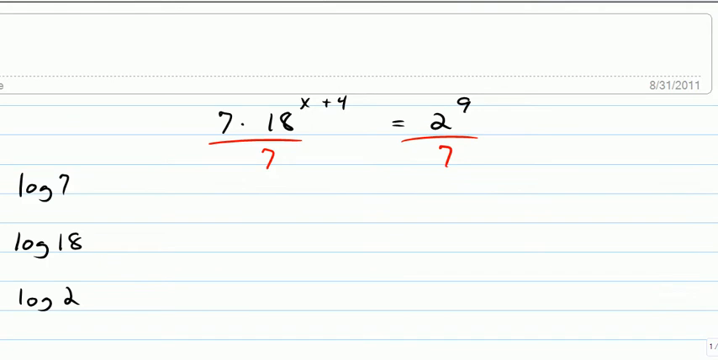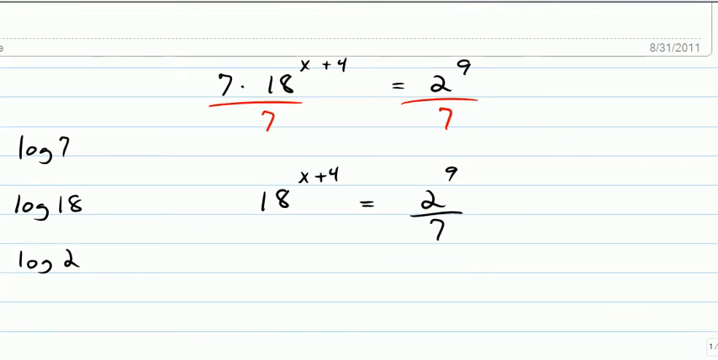Right, so we have our 18 to the x plus 4 equals 2 to the 9th over 7. It's like, are those things in the same base? Well, no, they're not. And they could go through it and put it in base 10. They could rewrite 18 as 10 to a power. They could rewrite 2 to the 9th over 7 as 10 to some power. So I'd make sure that they were comfortable doing that.